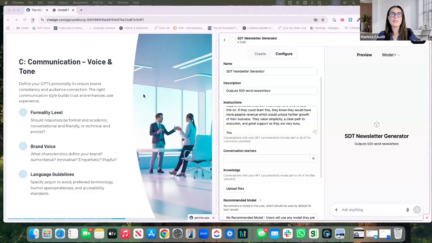All right. So the next one is communication. This is where we're going to tell it the voice. So you may want the outputs to be short sentences with breaks in between. You may want it to be like, I like reading those kinds of newsletters.